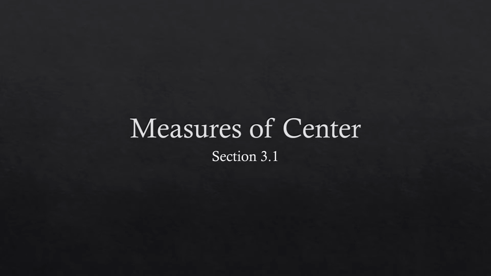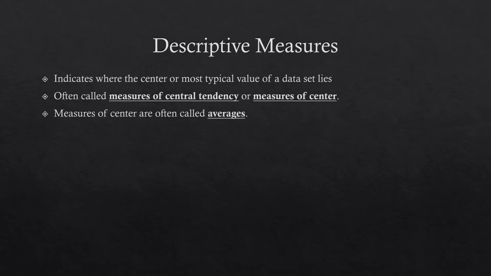Now this is where statistics starts getting into the things that you've heard of and the actual data part of statistics. And so the first thing we're going to look at is section 3.1, and it's measures of center. We call a lot of these measures of center descriptive measures. It means that it's going to give you the center or most typical value of a data set.